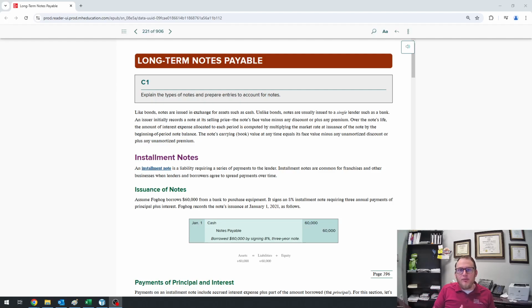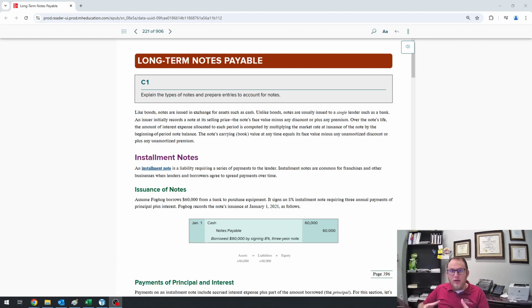Now let's look at other types of long-term liabilities called long-term notes payable or installment notes. These are similar to bonds in that these are a way for a company to borrow money, where they're going to have an inflow of money, but they have a payment due and interest that they need to pay on this money. But these differ from bonds in that bonds are from a collective group of people who are all loaning money to the company. And an installment note or a note payable is usually issued from a single lender, such as a bank.